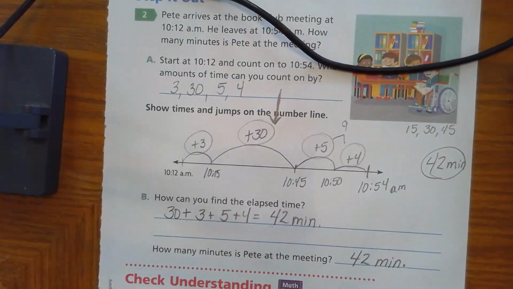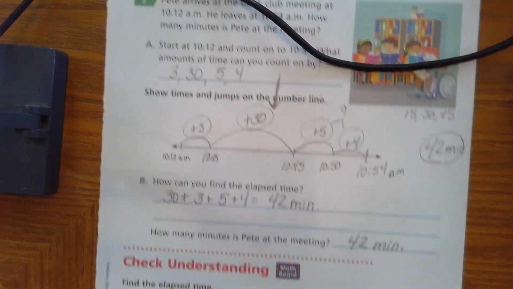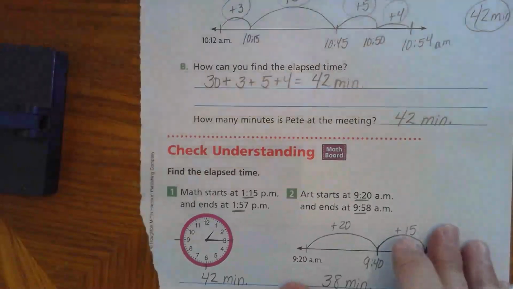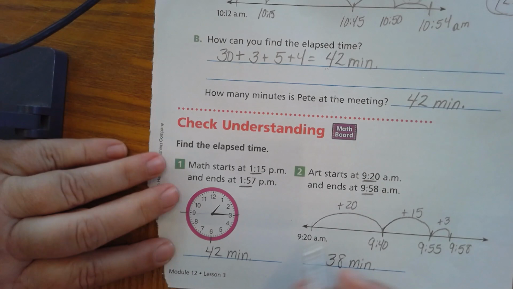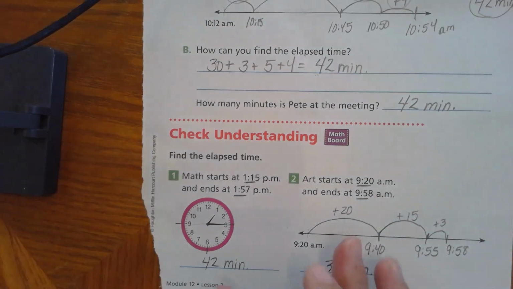Okay, guys, at this point, you should be ready to go over your work. If not, pause the video and wait until you are, then start it back up and check your work. So those of you that are ready, we're going to go ahead and get started going over this. Now, finding the elapsed time on the top, on number 1 and 2. Let me scoot this up so you can see. All right, so math starts at 1:15 and ends at 1:57. That's 42 minutes. Now, there's different ways you could have figured that out.